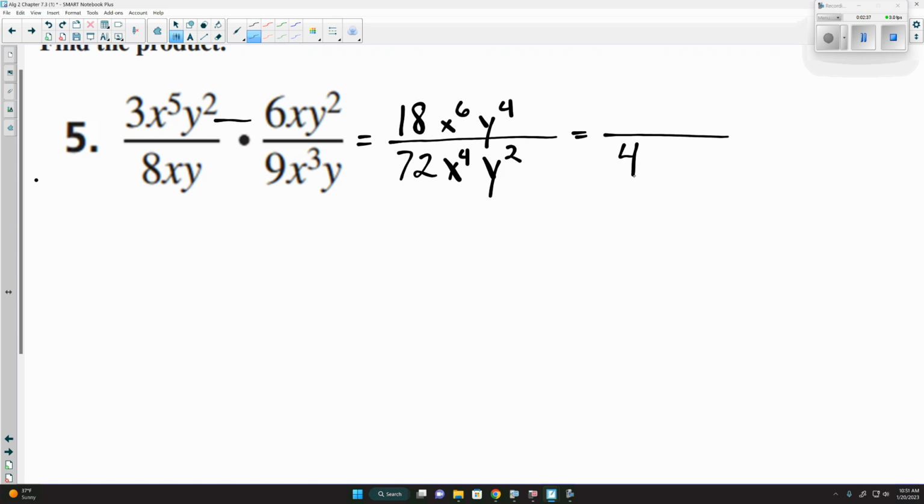Now the next thing we'll look at is x to the 6th divided by x to the 4th. When we have like bases and we're dividing, we don't add the exponents, we subtract. So 6 minus 4. If it's bigger on top, it stays on top. If it's bigger on bottom, it stays on bottom. Since x to the 6th was bigger, x stays on top, and it's going to be x squared, because 4 of the x's on bottom will cancel out with 4 of the x's on top, which means we have 2 left over on top. We get this here: y to the 4th over y squared. 4 minus 2 is 2, and it stays on top.